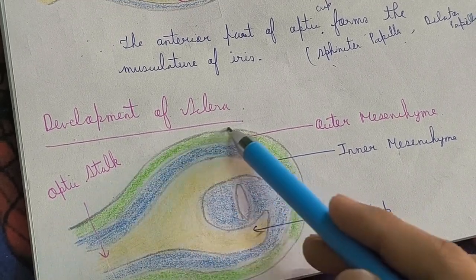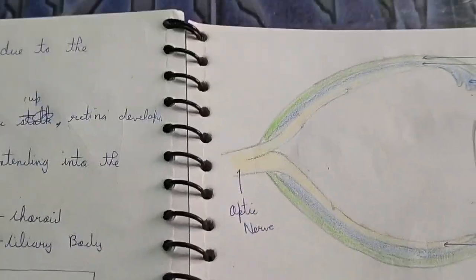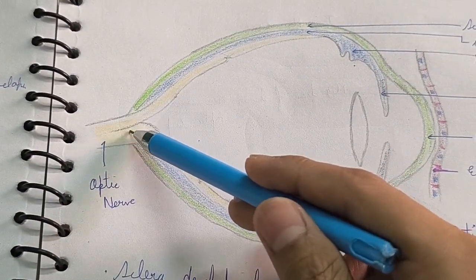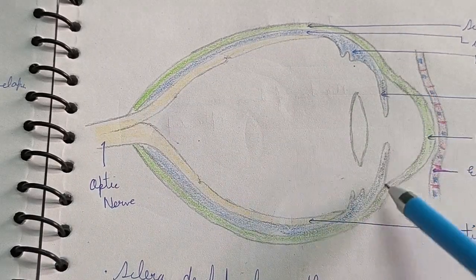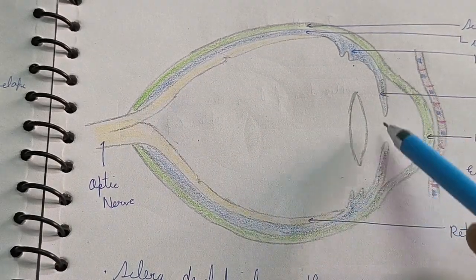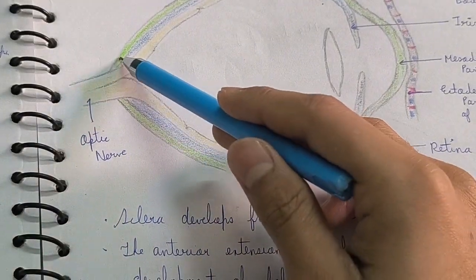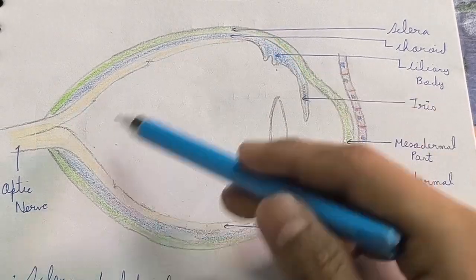Now let's mention the outer mesenchyme, which is shown in green color. As I already mentioned, the optic nerve, retina, choroid, ciliary body, iris and musculature of the iris develop from the optic cup and the inner mesenchyme. And the green color, which is the outer mesenchyme, as you can see here, develops into the sclera.